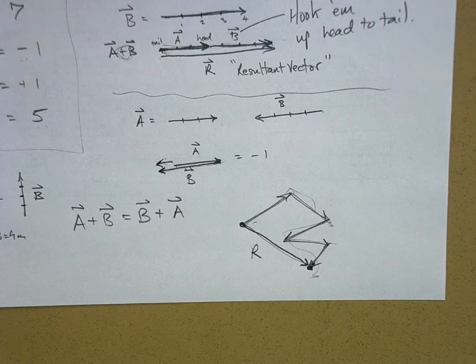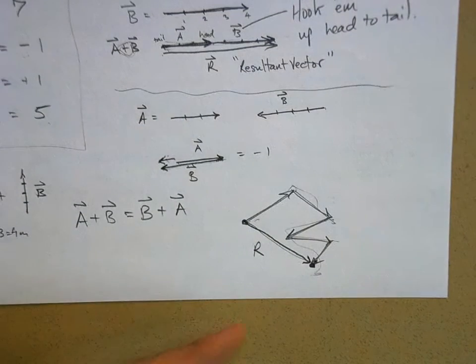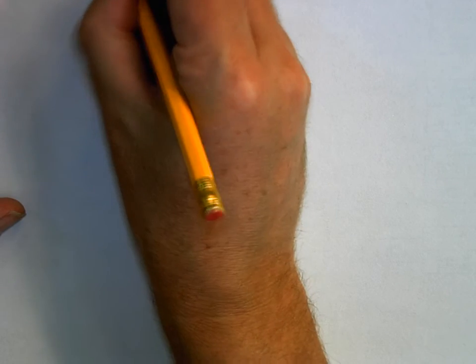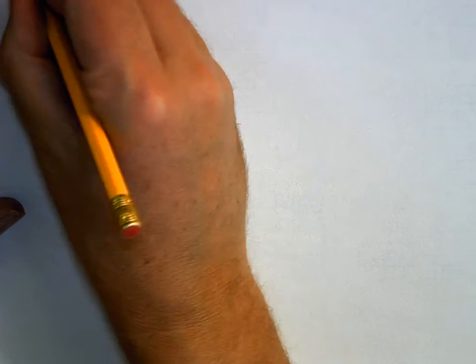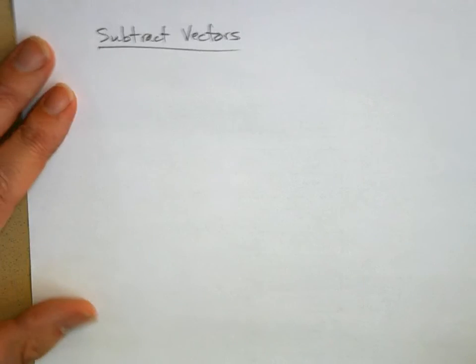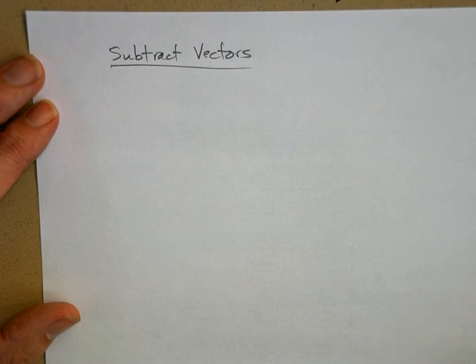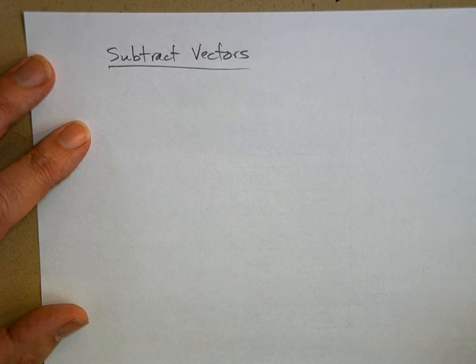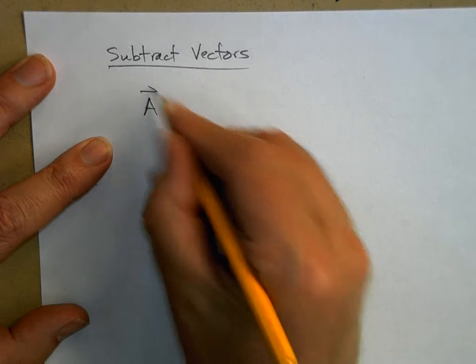Okay. Now, let's talk about vector subtraction. This is how you add vectors. How do I subtract vectors? Oops. Hey, if I'm off screen when I'm writing, just say off screen real quick. Okay, so subtract vectors. What if I want to go A minus B?